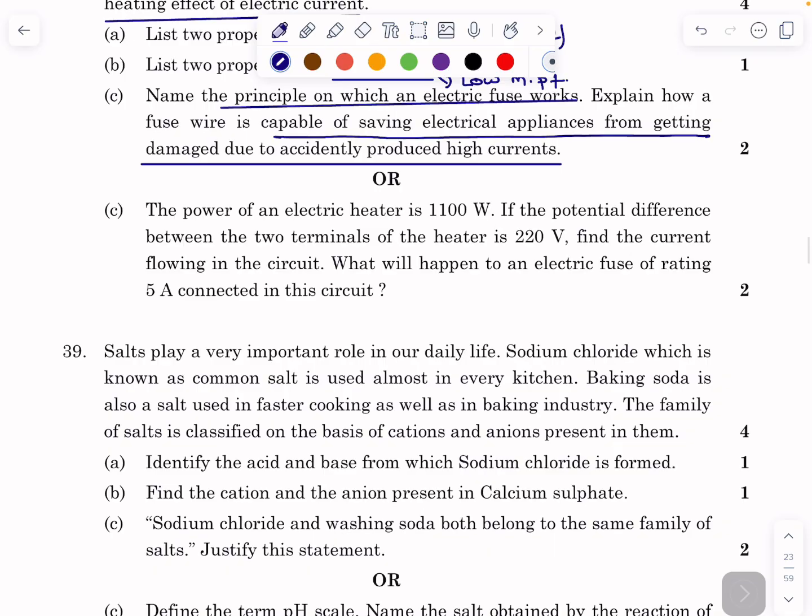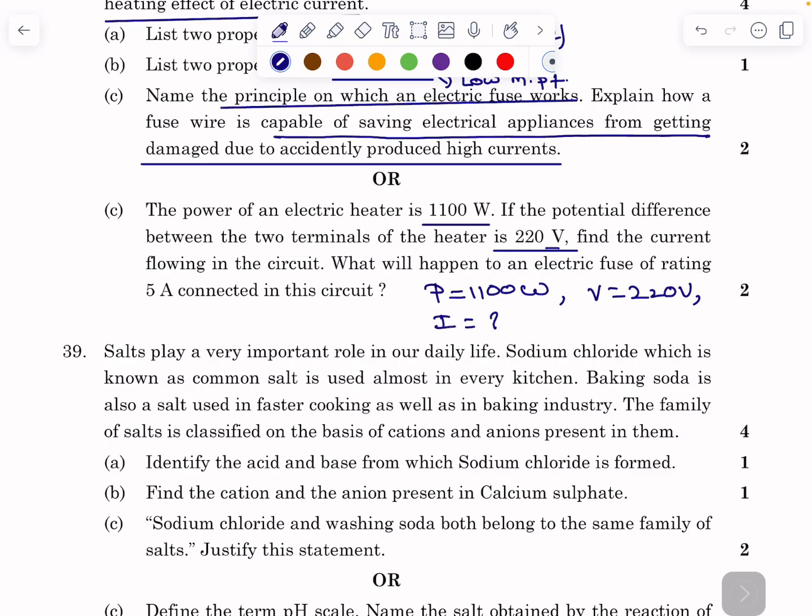The power of an electric heater is 1100 watts. The potential difference between the two terminals of the heater is 220 volts. Find the current flowing in the circuit. What will happen to an electric fuse of rating 5 amperes connected in this circuit? So here P equals 1100 watts, the power of the device. Voltage is how much here? 220 volts, and we need to find I.